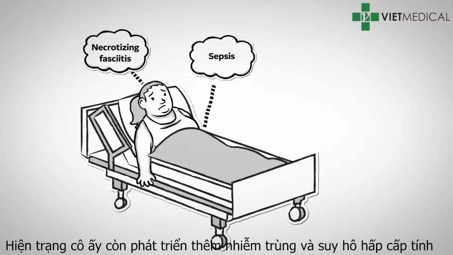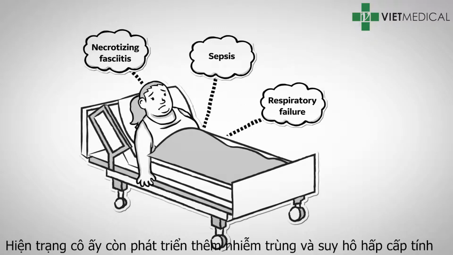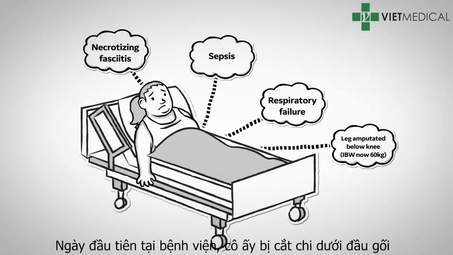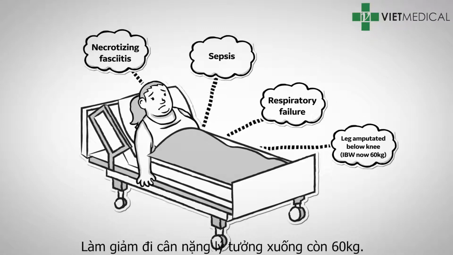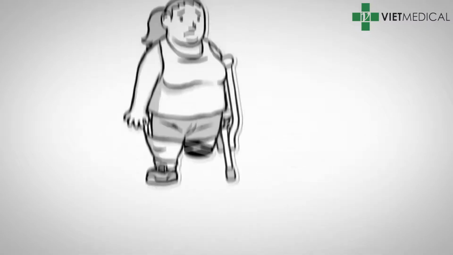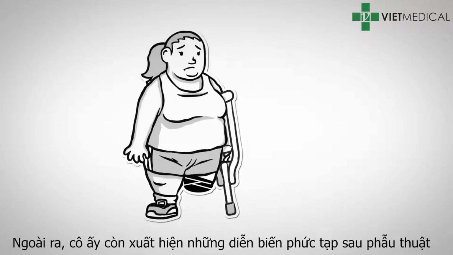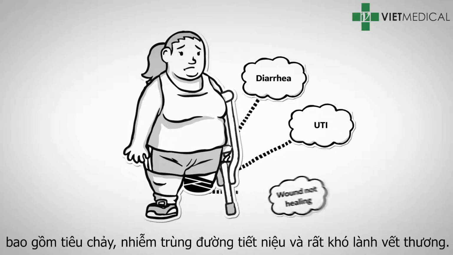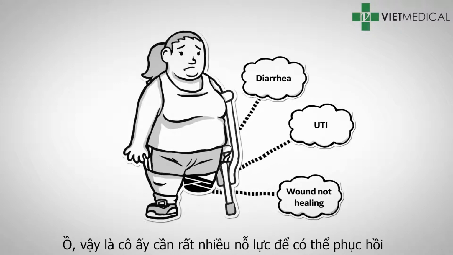She developed sepsis and acute respiratory failure. Her first day in the hospital, she had a below-the-knee amputation, which adjusted her ideal body weight to 60 kilograms. Sadly, she developed postoperative complications from the amputation that included diarrhea, a urinary tract infection, and poor wound healing. Wow, she certainly has a lot of healing to do.